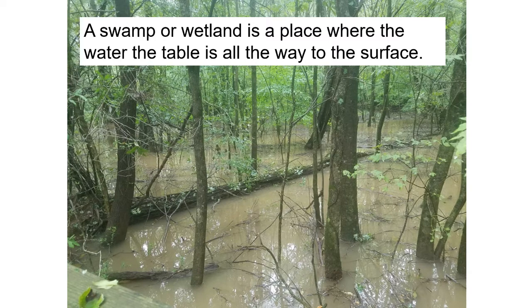A swamp or a wetland is just a place where the water table has come up all the way to the surface. This is a local wetland. This is the Big Creek Greenway. It rained a lot, and the water table came up so high that now the water table is above the ground. We wait a couple days, and the rain's going to dry up a little bit, and this water is going to take some time to seep into the ground, and the water table will be back below the ground.